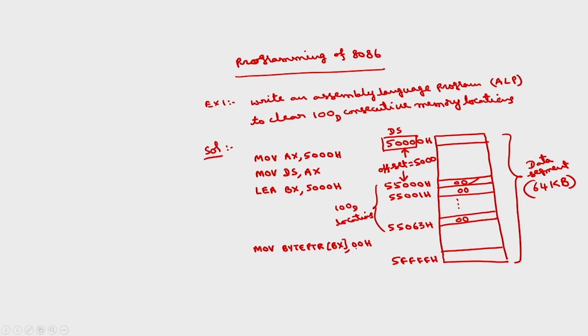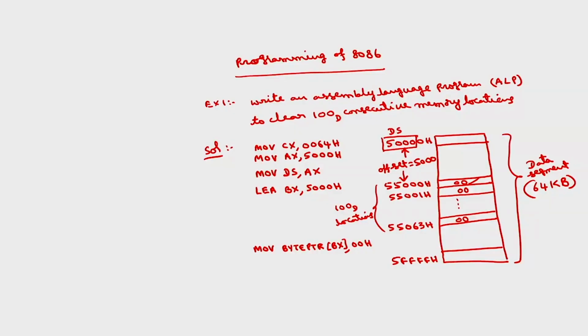Then, the total number of locations you have to transfer, you take into the CX register: 0064H, since 100 decimal is equivalent to 64 hexadecimal. If I want to write word PTR, then you have to take only half of this: 100 means 50 decimal, and you convert 50 into hexadecimal and take that into the CX register. And here you have to give 0000. You can write it in any way. I am using byte PTR, so I want to transfer only one byte at a time. So this 00H will be transferred to 55,000H.